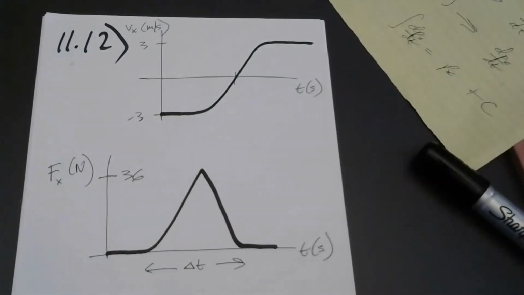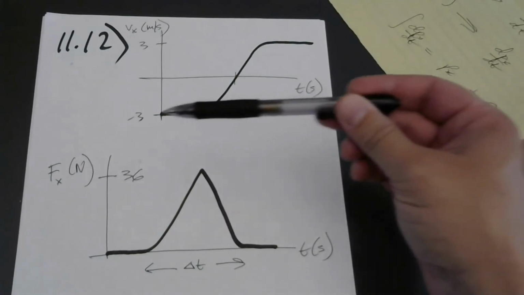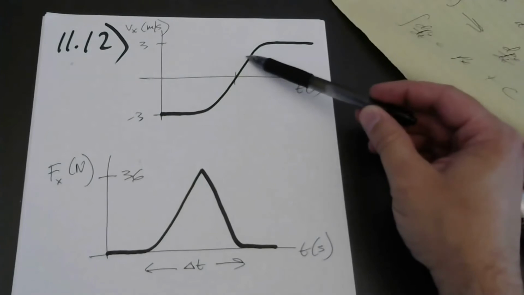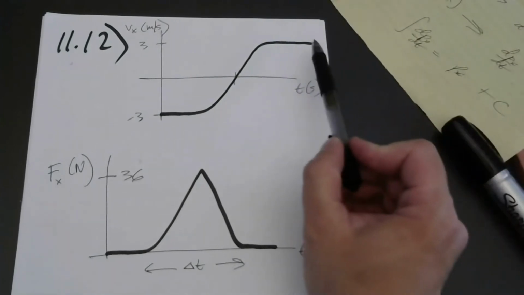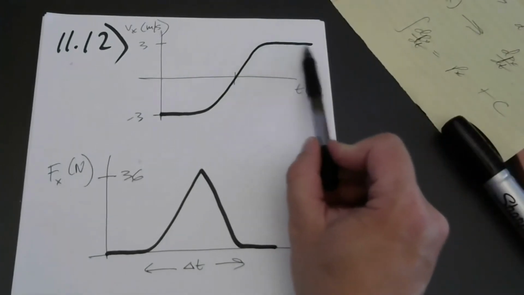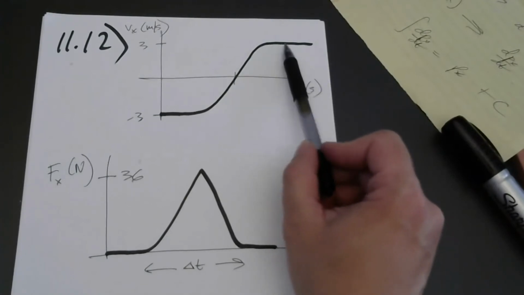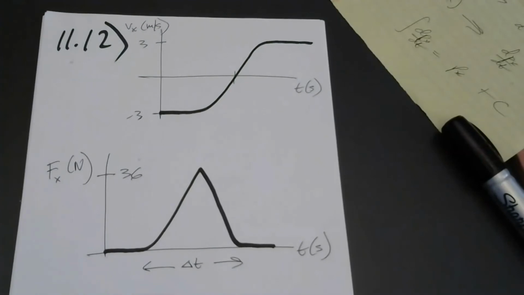So in other words, this glider came in from the right. It was heading left. It slowed down. It came to a stop. And then it picked up speed to the right because over here, the velocity is positive. And at the end, it's got a constant velocity, which means it's not accelerating, which indicates there's no force. And that means that it's lost contact with the spring.